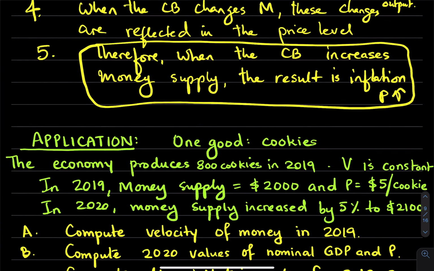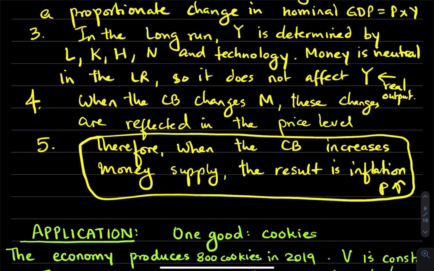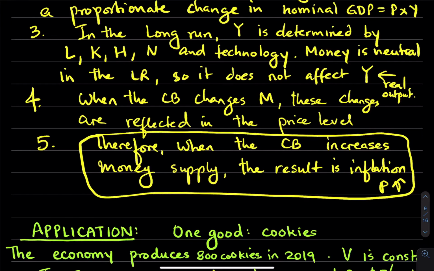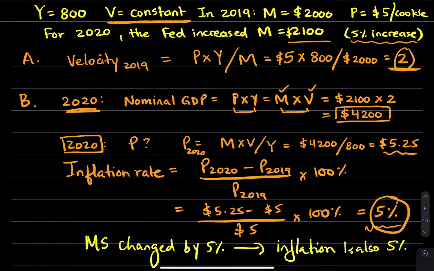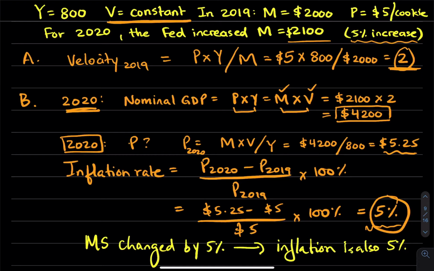Remember the idea in the previous video which said that if the central bank increases money supply, the result is inflation. There's going to be a proportionate change in the price level with the money supply in the long run. So that's what is illustrated here.